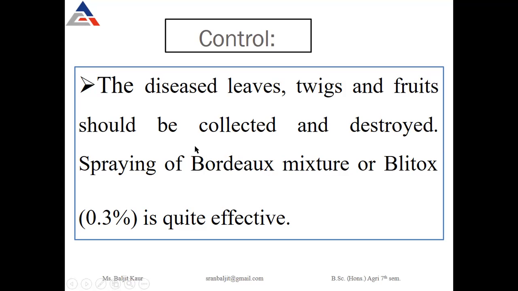So diseased leaves, twigs, and fruit should be collected and destroyed, and spray the Bordeaux mixture to control this disease, right?